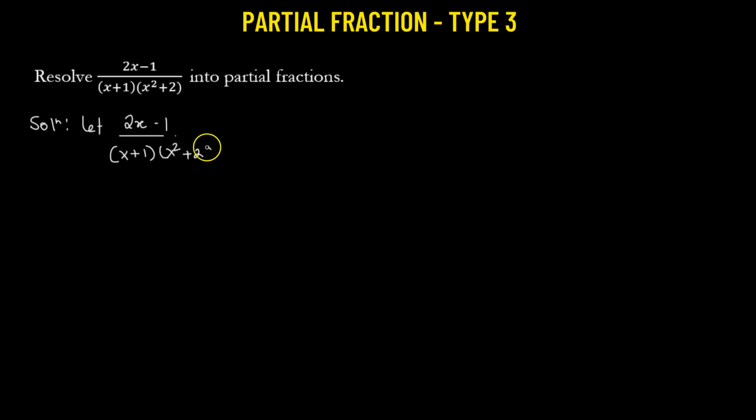because here we have two factors, one being x + 1, the other being x² + 2. So our first partial fraction will be A/(x + 1), plus the next partial fraction. It's not going to be B/(x² + 2), because x² + 2 is a quadratic factor, so here we'll have to consider (Bx + C)/(x² + 2). Our goal will be to determine the values of A, B, and C, and upon doing that, we'll be able to resolve the given rational fraction into its partial fractions.